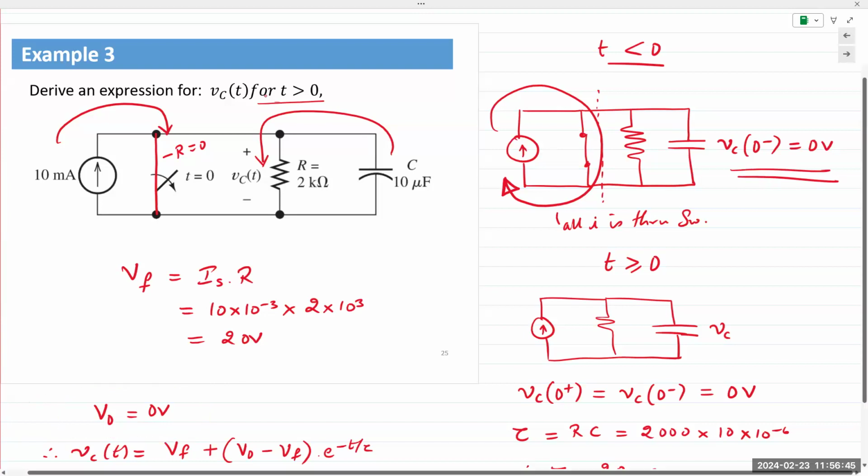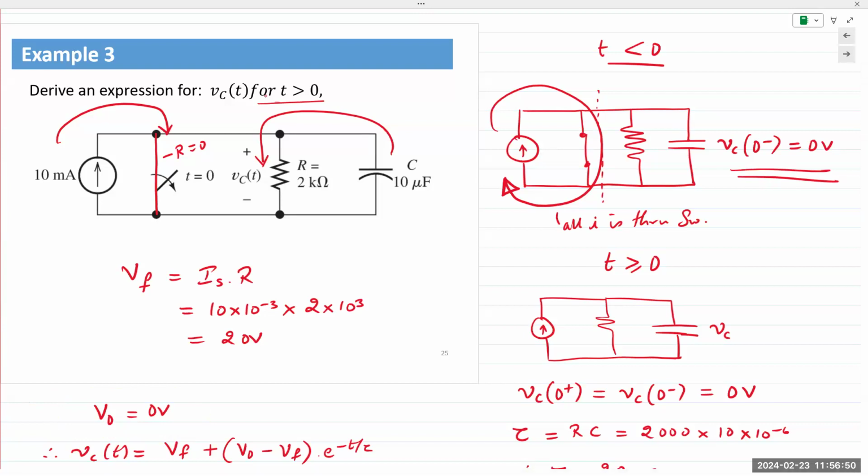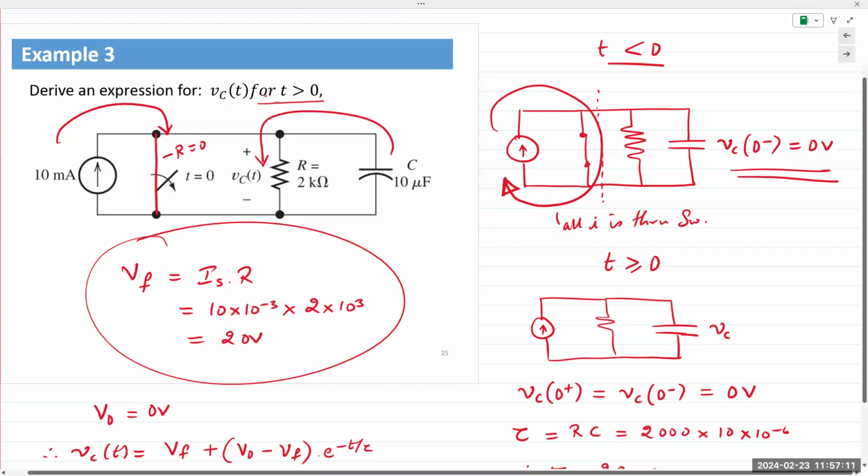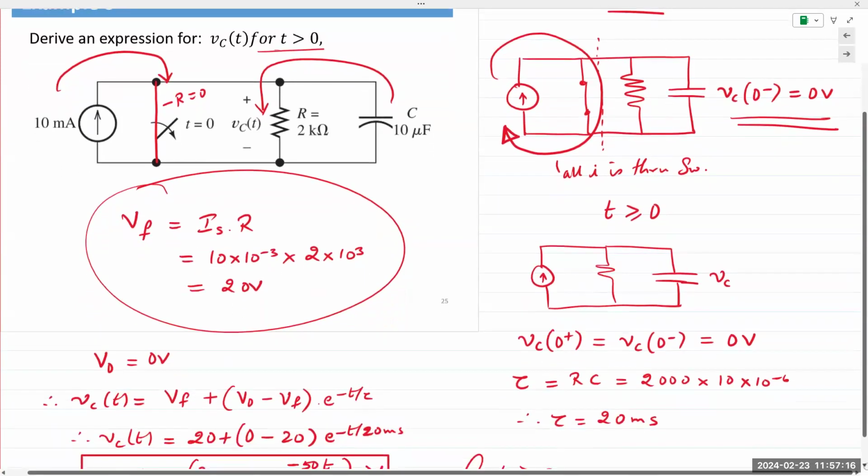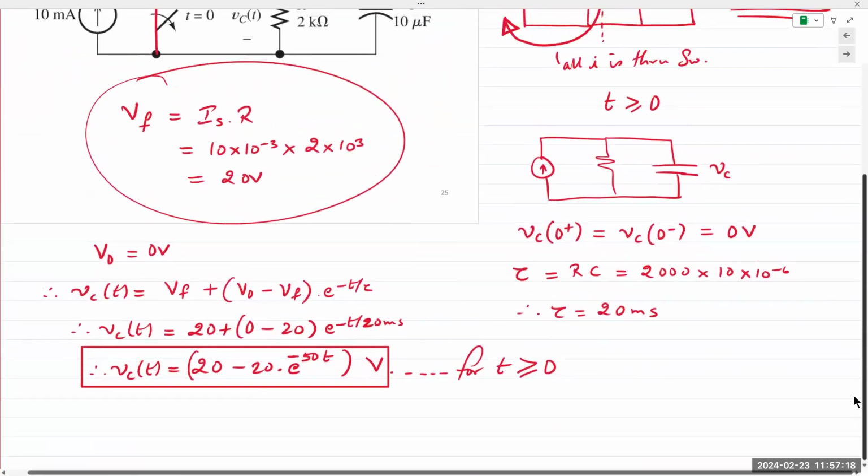And then once the switch is opened, it starts charging. The final value is given from Ohm's law. VF would be IS times R, so 10 milliamps times 2 kilo ohms gives us 20 volts. So we have V0, we have VF. The only thing we are missing is the time constant tau. We can find it simply by the product of R and C. Once we have all three, we simply plug them into the expression for the general solution, and we obtain this. And that's it.